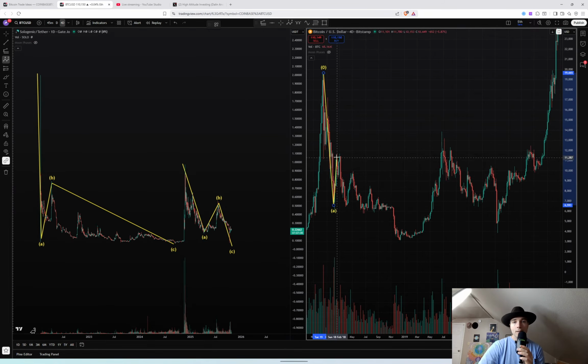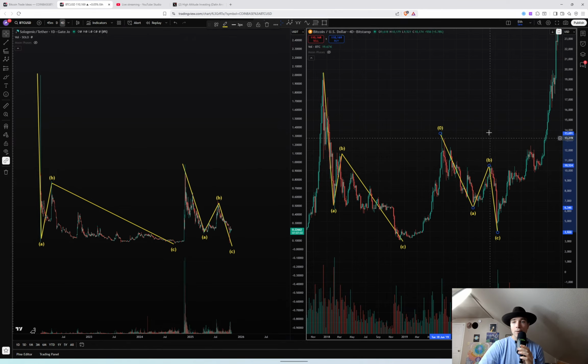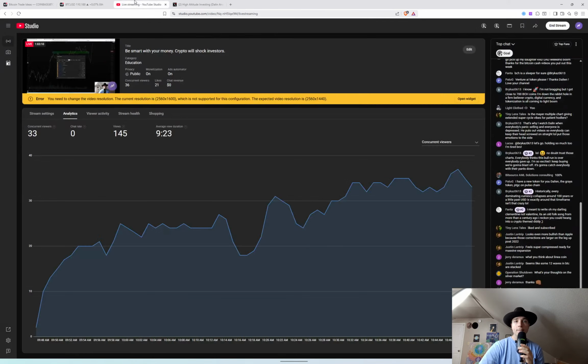Big ABC, followed by a big ABC that goes back down to support before getting ready to push up to a new all-time high. So this looks really good on Sologenic. It's pretty much like buying Bitcoin during the COVID drop in March of 2020. Same structure in this market.